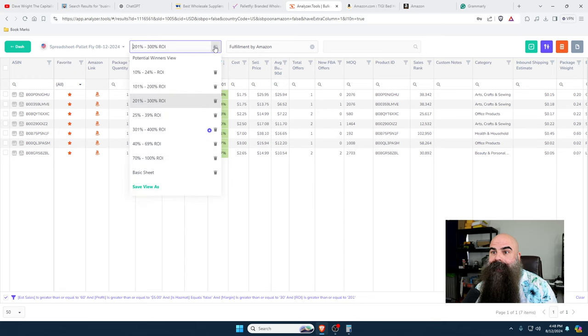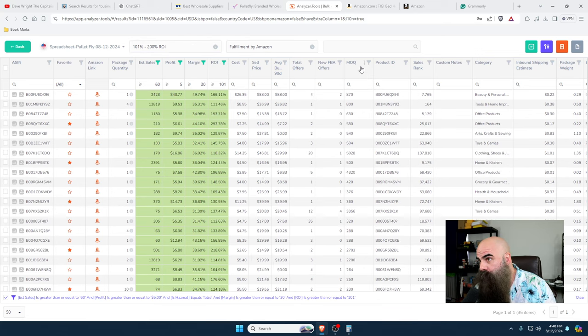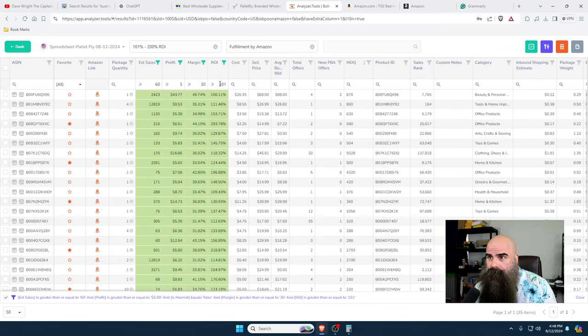So now we're on to the next, and we're chopping away. This was 200 to 300. I'm at 100 to 200% return. And now we're getting into bigger spreadsheets with more information and data, so you can see why it's important to go through this stuff quickly. If you don't have that much money to spend, I would sort by minimum order quantity and try to get the lower-end stuff up top. I'm going to sort by return on investment.